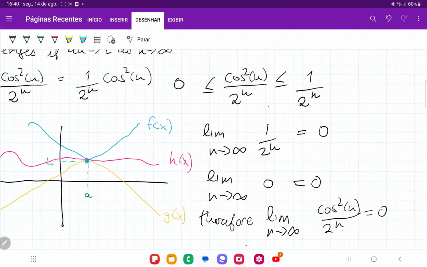So once we've shown this, we can say that an approaches 0 as n approaches infinity, so an converges. So we've shown that an converges because of the squeeze theorem.